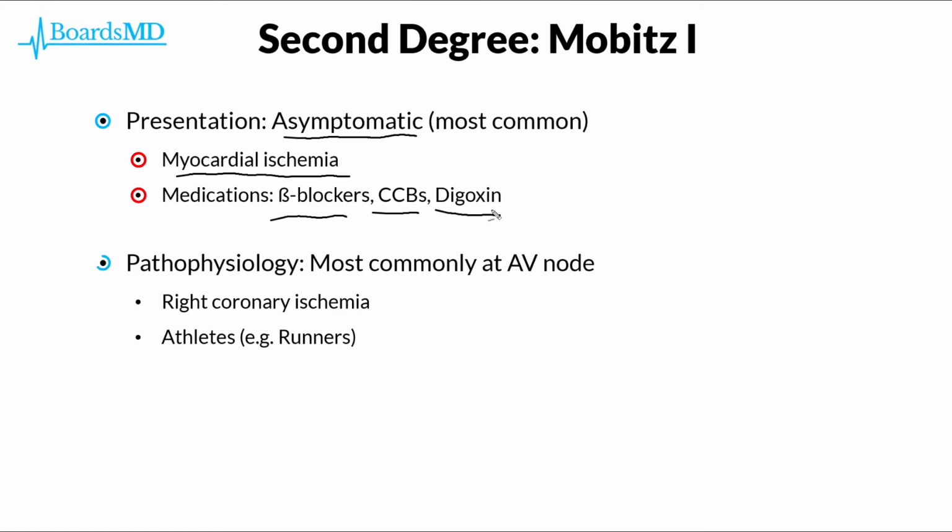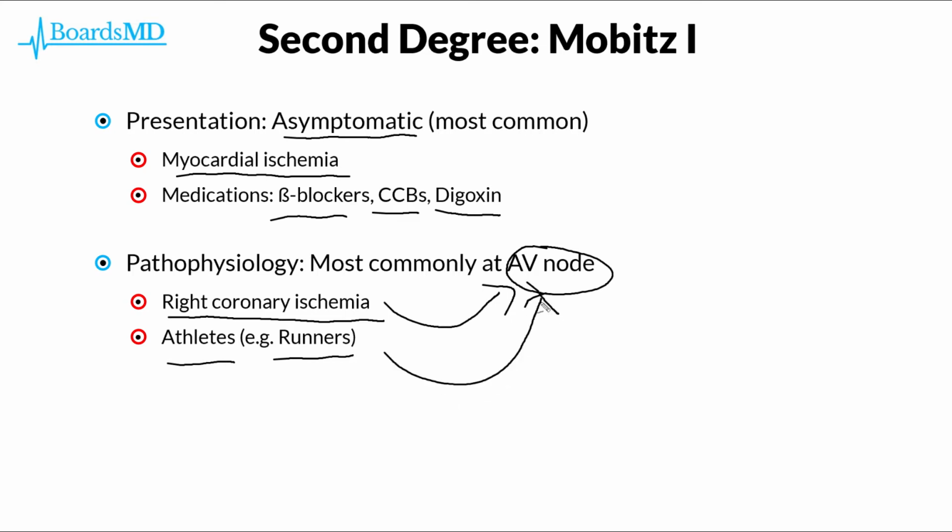The pathophysiology in the case of Mobitz 1 is most commonly going to be at the AV node. This can be triggered by ischemia of the right coronary artery, as the right coronary artery actually supplies the AV node. Additionally, as was the case for first-degree heart block, we can also see Mobitz Type 1 in athletes, including runners, as they have extremely high vagal tone at baseline, and the vagus nerve is ultimately going to slow down conduction at this AV node.